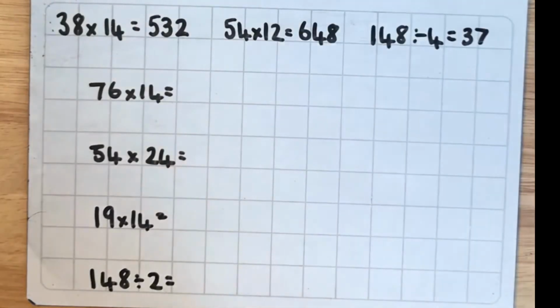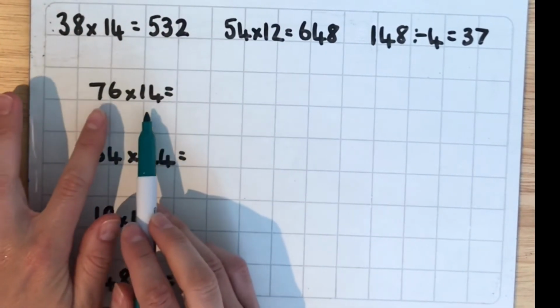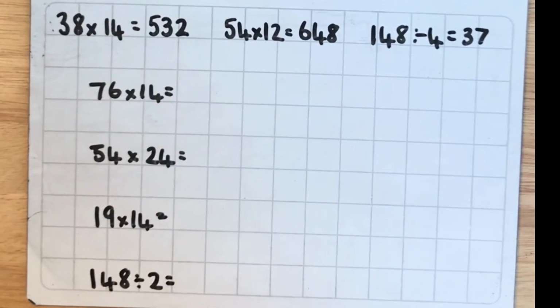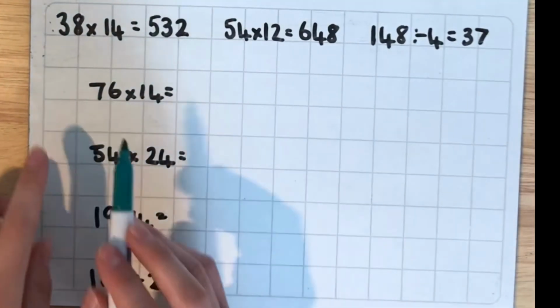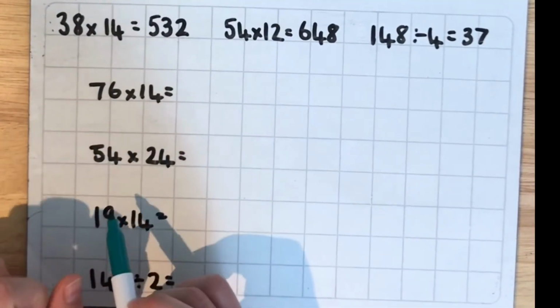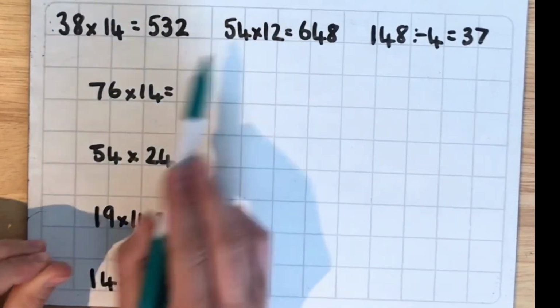Question number 33. You've got 3 calculations. You need to use those calculations to work out the answers to the questions below. What the question's not expecting you to do is write out a long multiplication sum for 76 times 14. So I'll show you how you're meant to work it out.